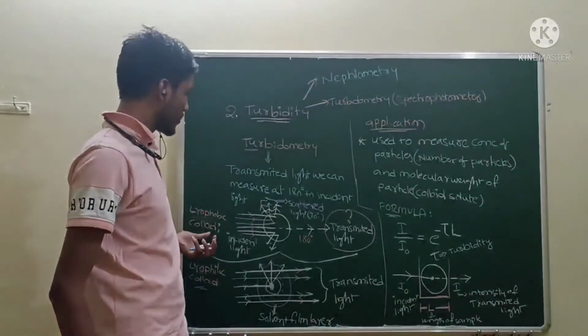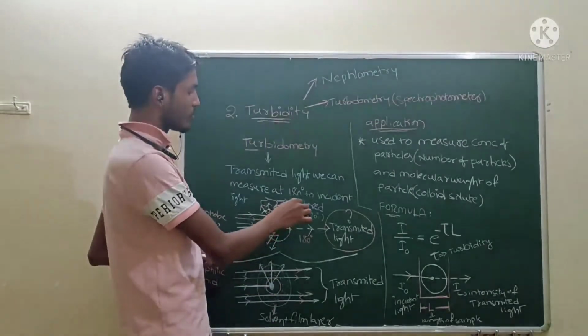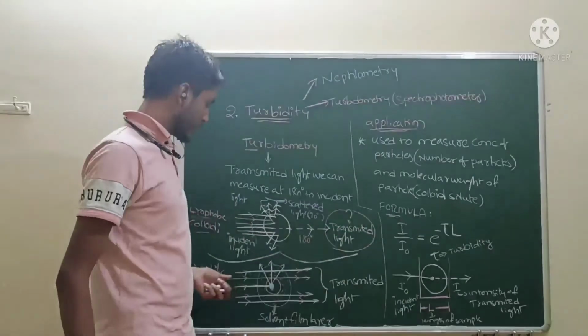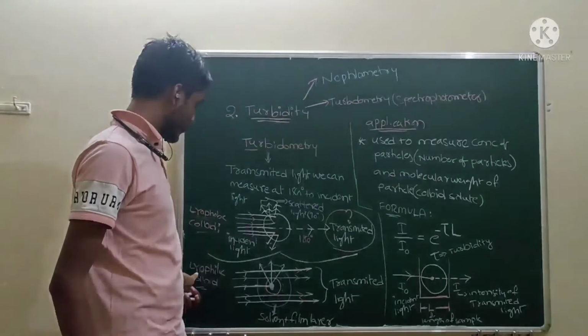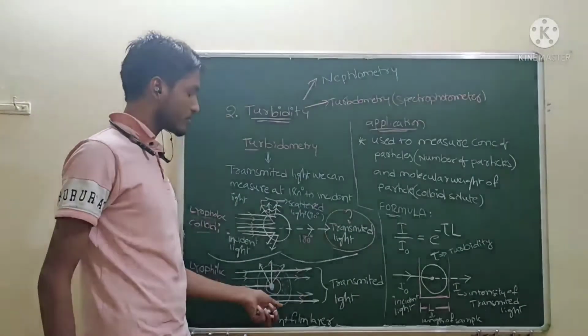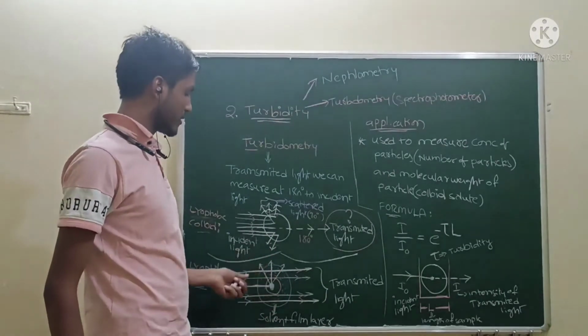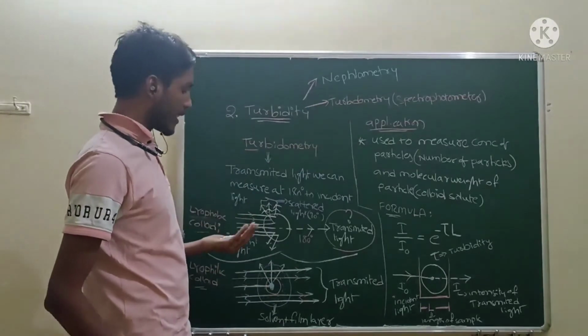But in case of a lyophobic particle, scattered light is more and transmitted light is less. Why is the transmitted light more in case of a lyophilic particle? Due to the presence of the solvent film around the particle. So this is about the scattering of light.